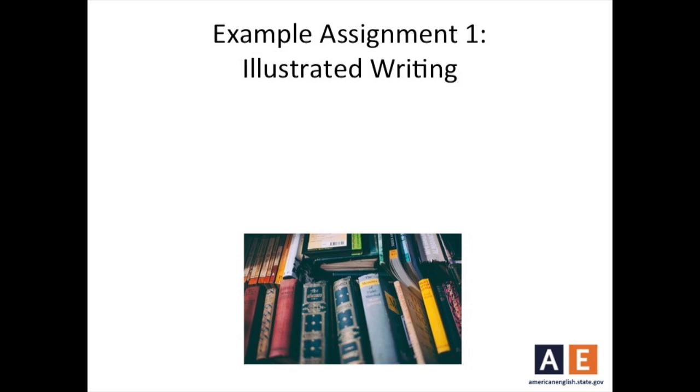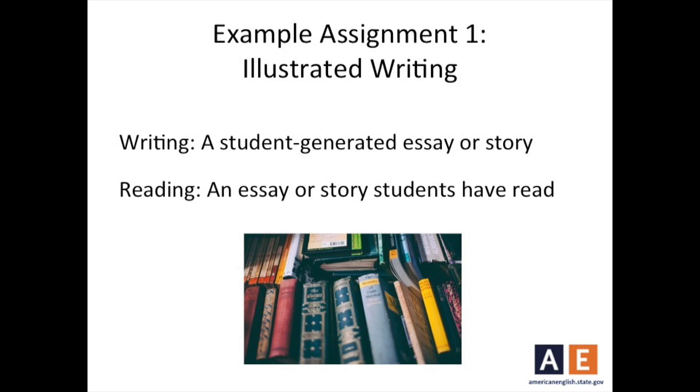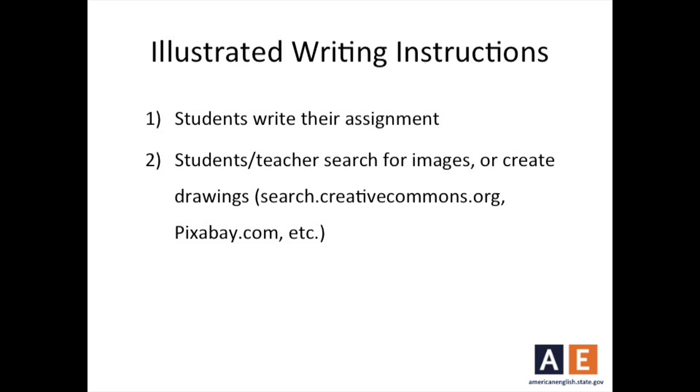There are 2 different approaches one could take to an illustrated writing assignment. First, you could ask students to write something and to add meaningful pictures to their writing. Another approach could be to ask students to add pictures to an essay or story that they've read. This might be appropriate for very low-level students who have not yet the skills to write a story on their own. The steps to this assignment are simple. Students write, or alternatively read, an essay or story for the assignment. They then, perhaps with your help, search for images or create drawings that will help develop their stories.